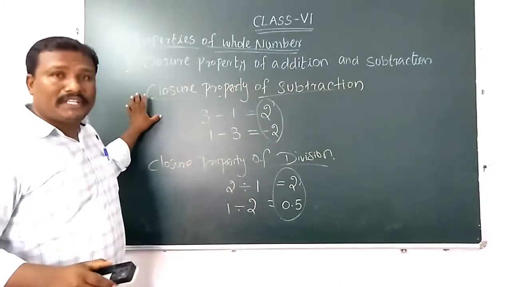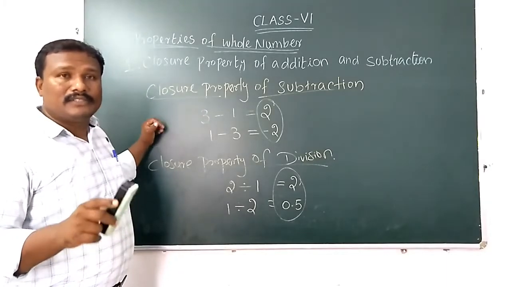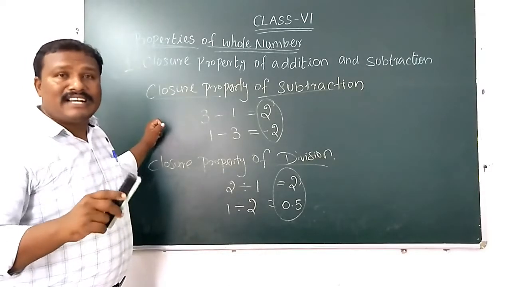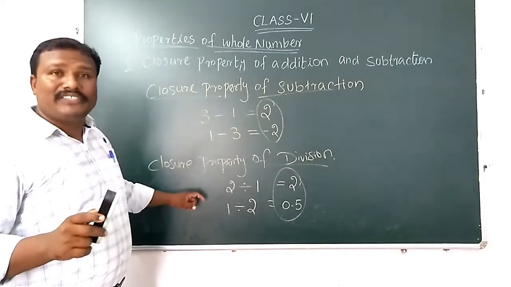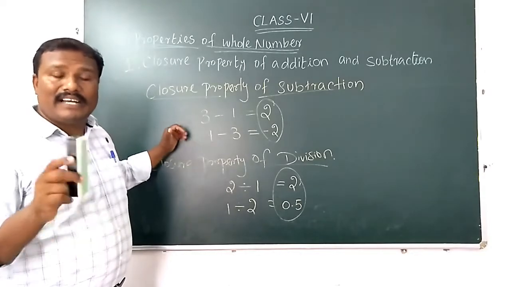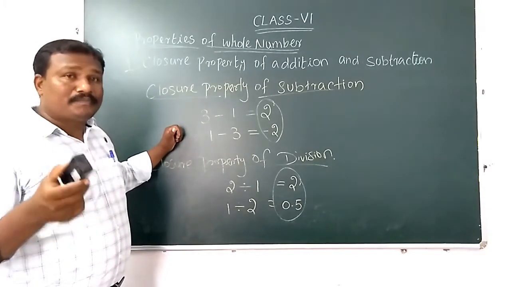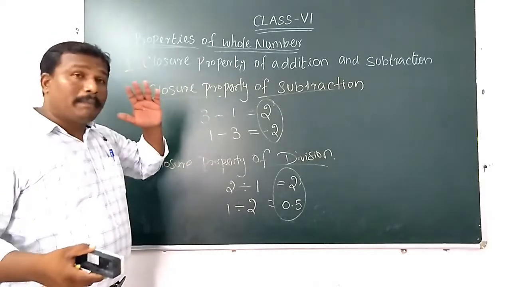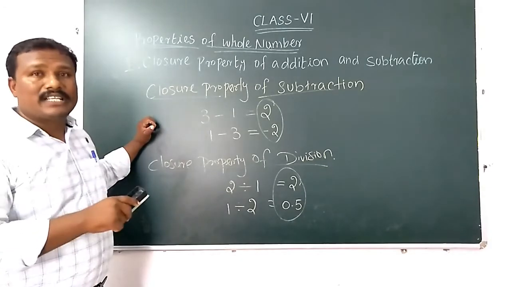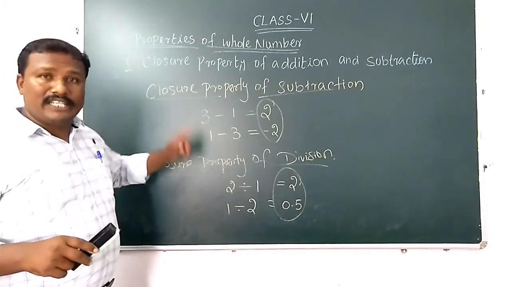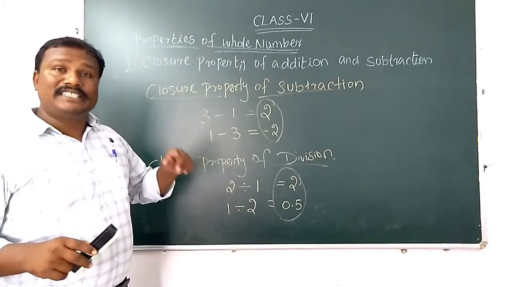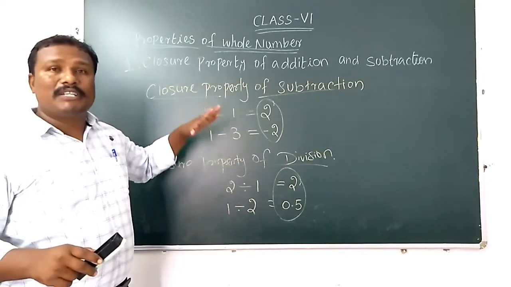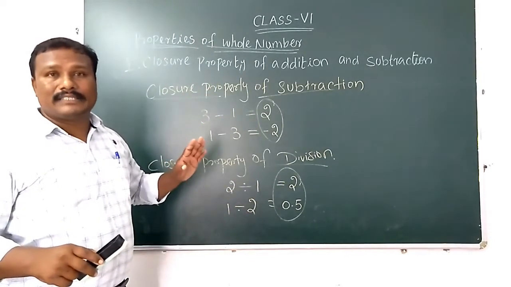So the property is true for addition and multiplication. If you change the place, the answer remains the same. But in subtraction and division, if you change the place, the answer will change. So when you are doing addition, subtraction, multiplication and division, you have to keep this property in mind. If you change the place, the result will change in subtraction and division. But for addition and multiplication, the result is the same, no problem.